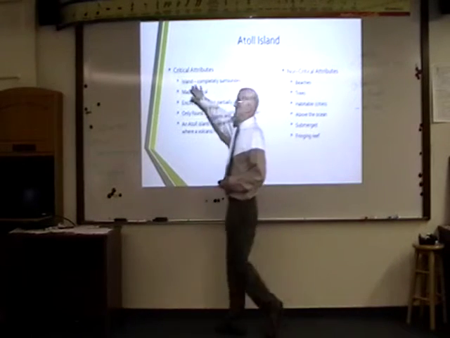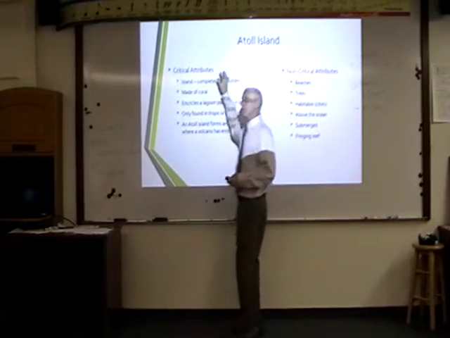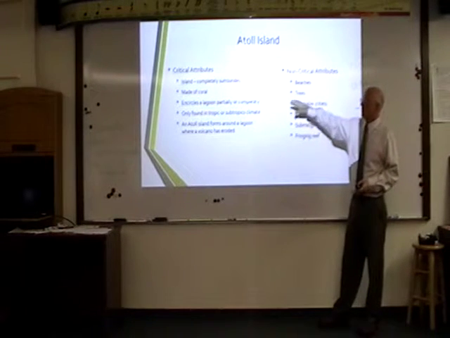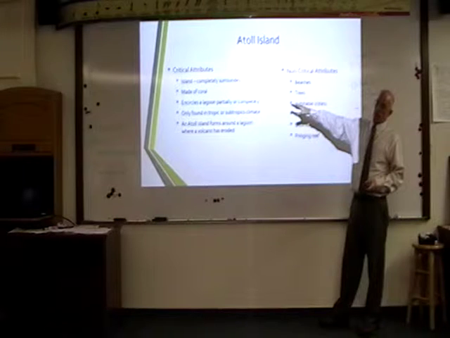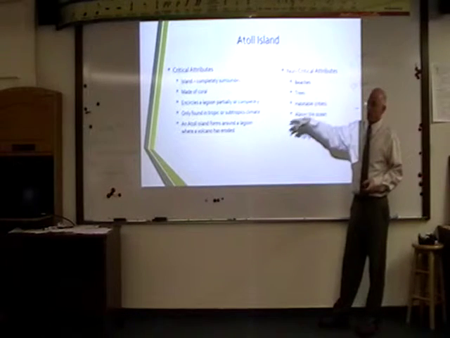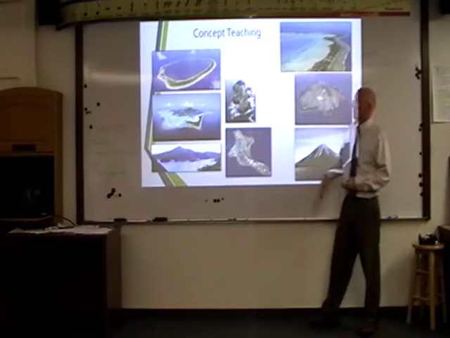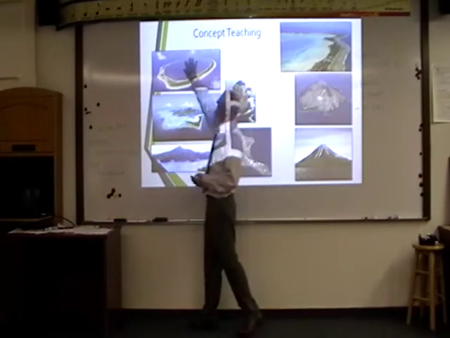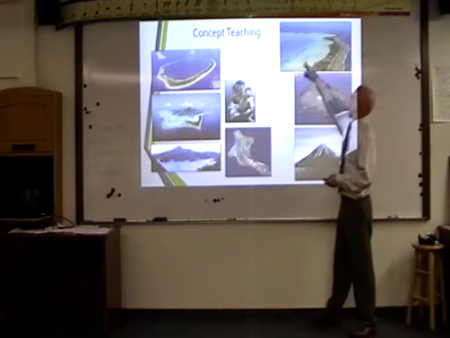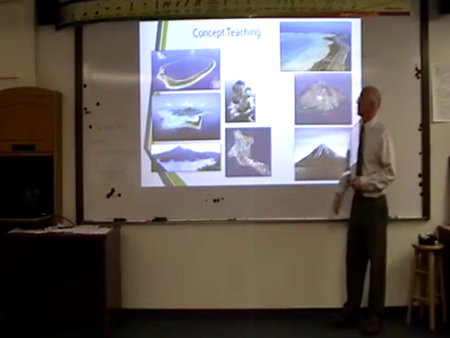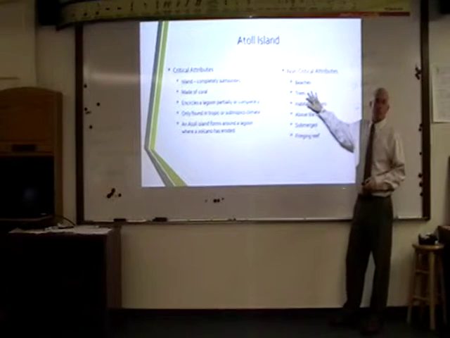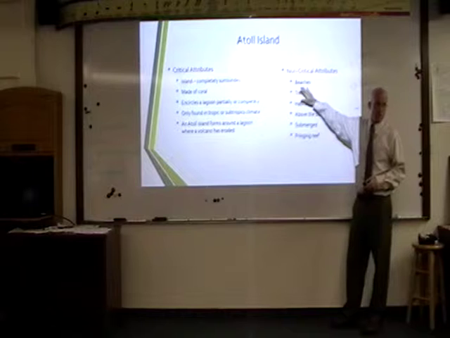It's an island. One thing about an atoll is that it does have to be surrounded by water, but it has to be made of coral. It encircles a lagoon. This is called a lagoon. And this is called a lagoon.